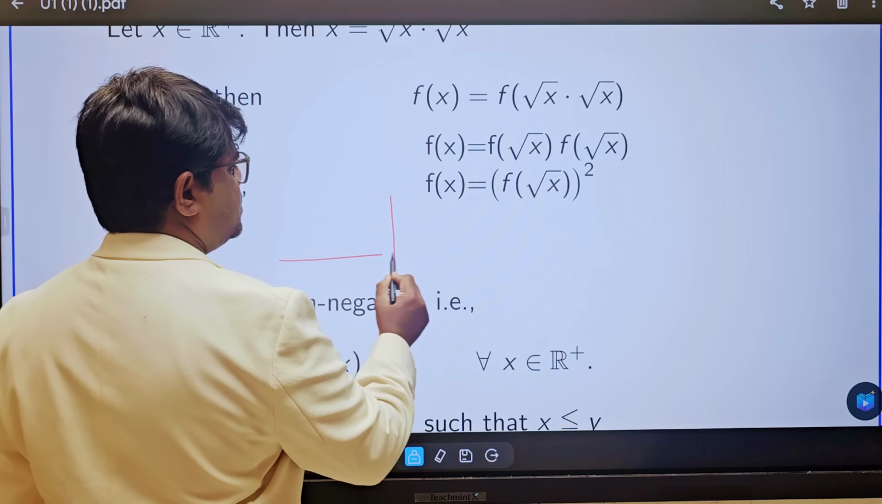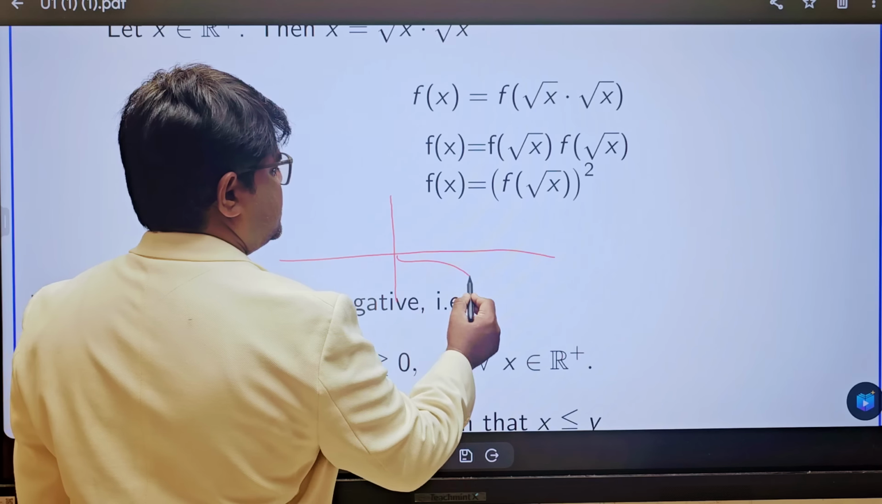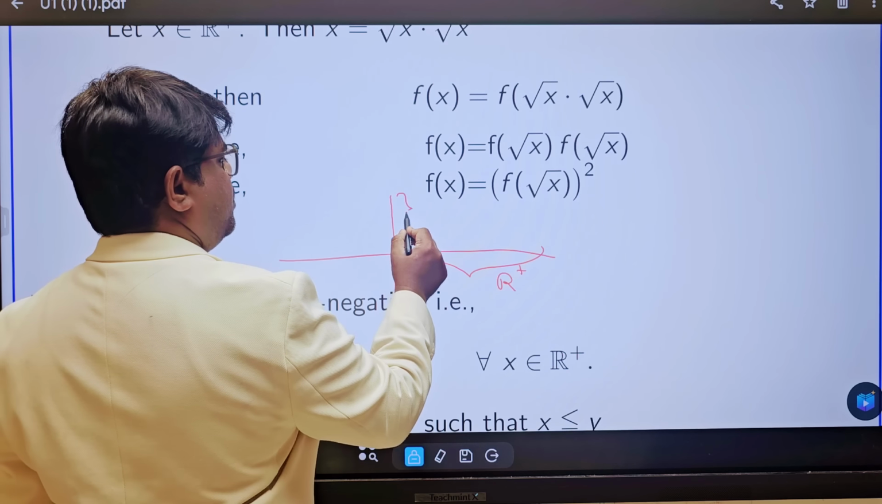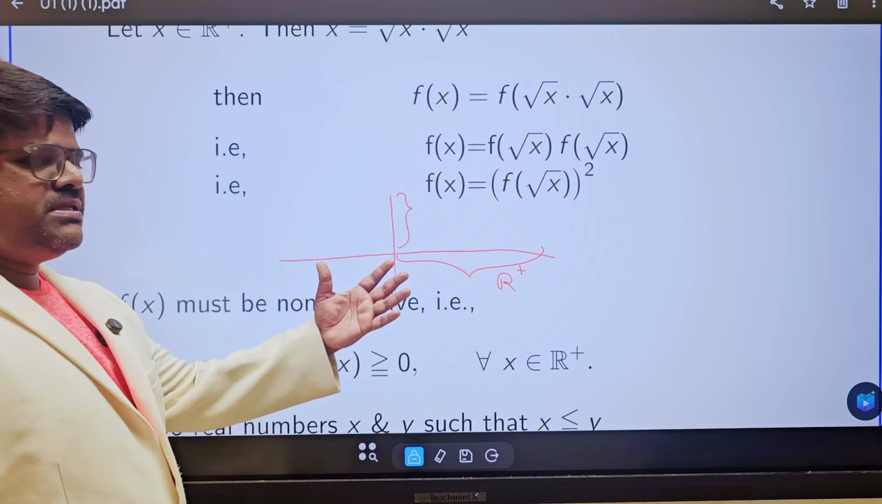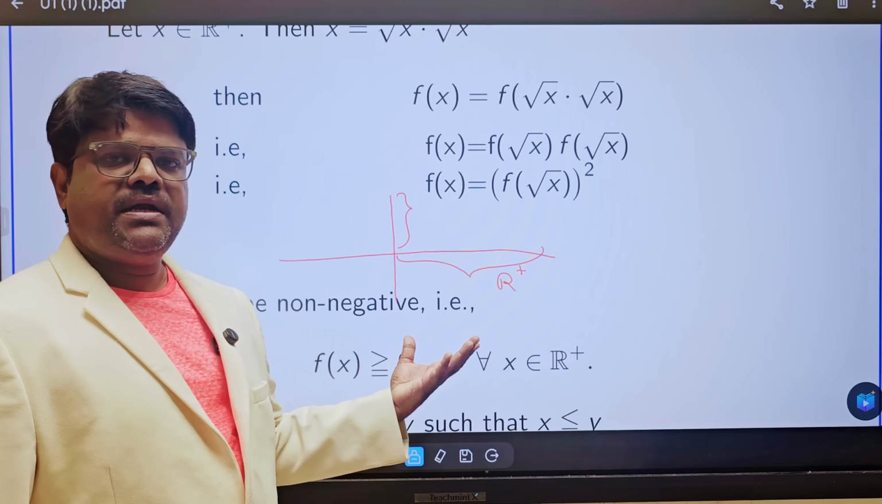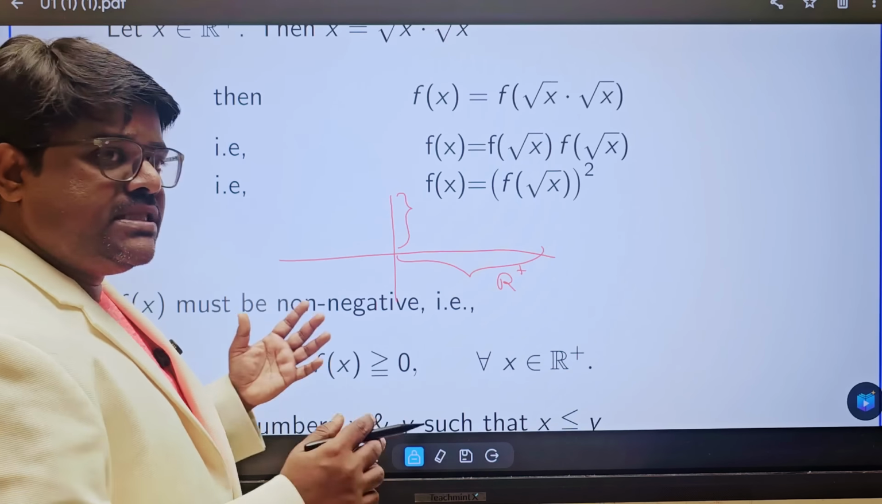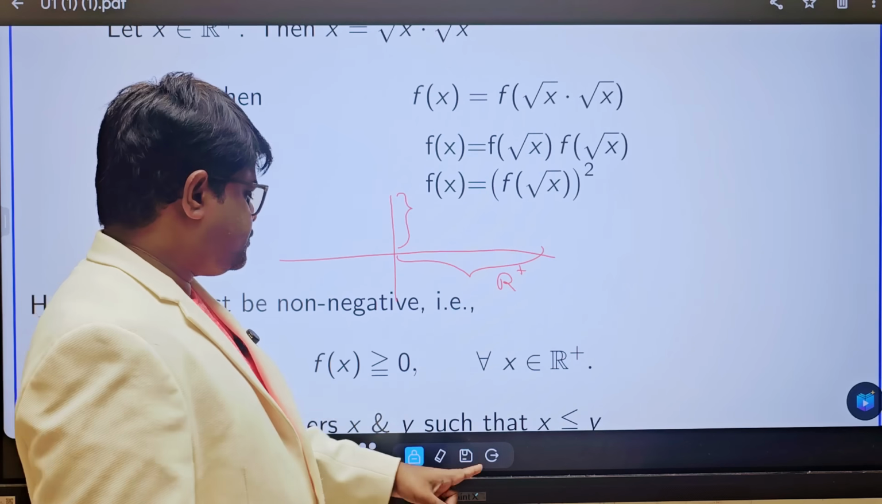This is R plus, the graph is positive. From this step we have understood the behavior of the graph, that is, the behavior of the function.